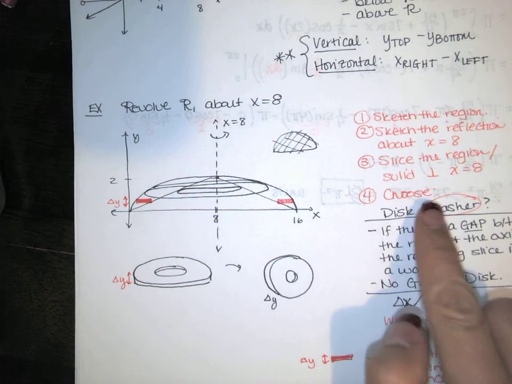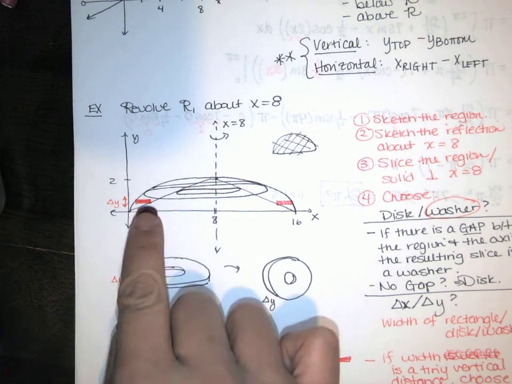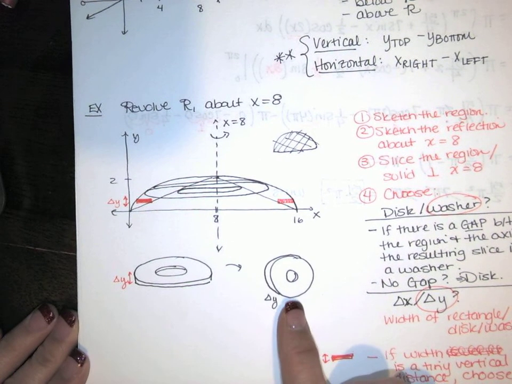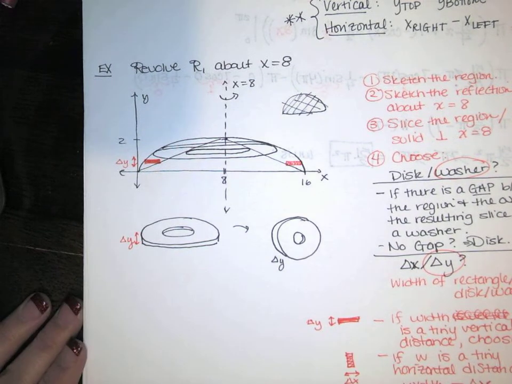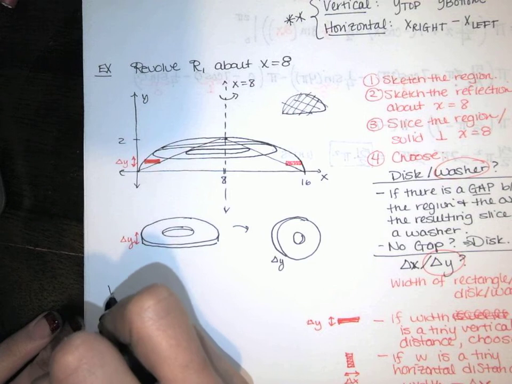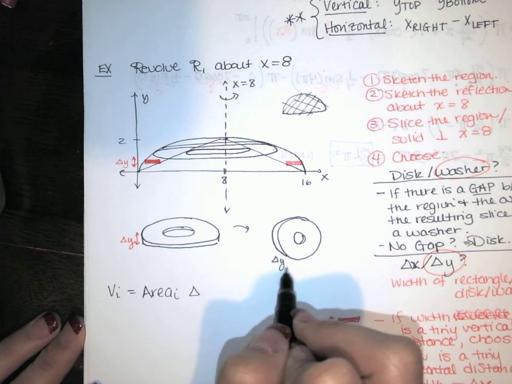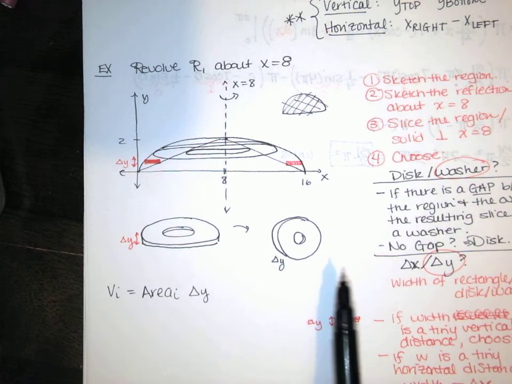So you have to choose. Disc or washer, we chose. There was a gap, so we've got a washer, and then we choose between delta x and delta y. We look at the picture, we see delta y. Okay, now after we've made those choices, we look at the geometry of this one shape, this one slice. If I can find the volume of the slice, I can find the volume of the whole thing. Volume is still just area times delta y or x, whichever is appropriate. In this case, the thickness of our slice is delta y. How do you find the area of a washer? It's actually pretty simple.